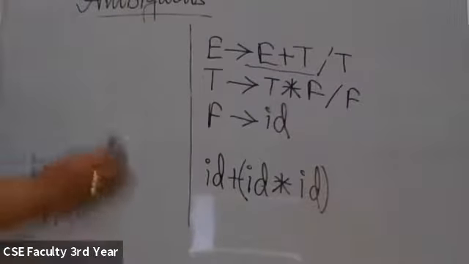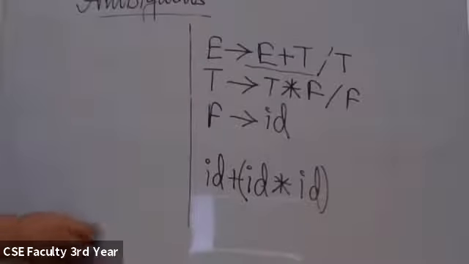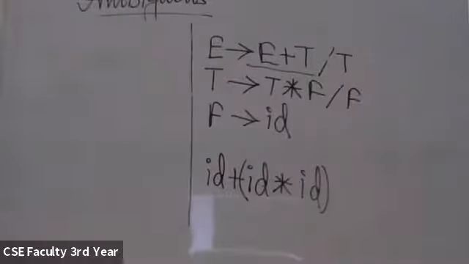Ma'am, can't we write ID in place of T and F? I mean, the second option. For E you have written E plus T, then the other option ID. Actually, that is done to make the levels different. So when you are making the levels different, you will expand in a way so that it will go step by step.